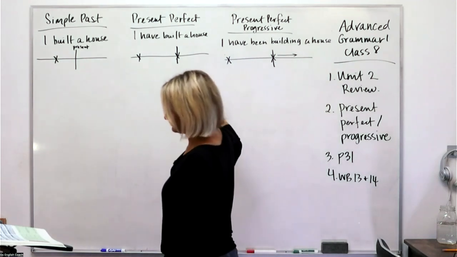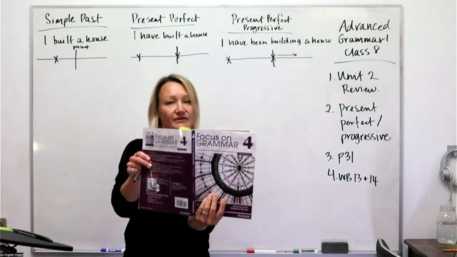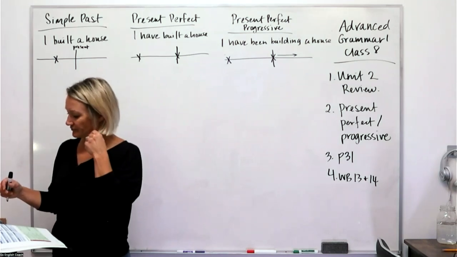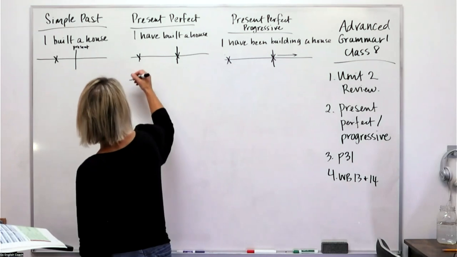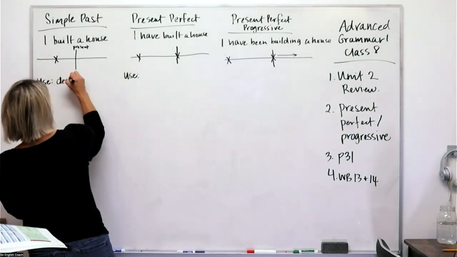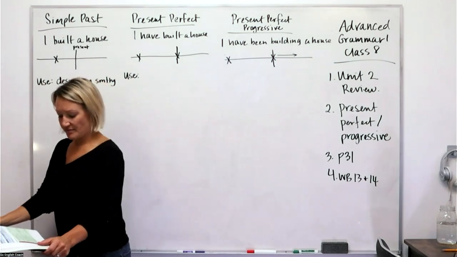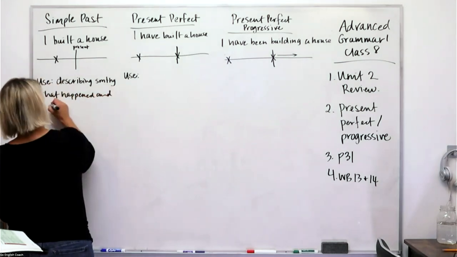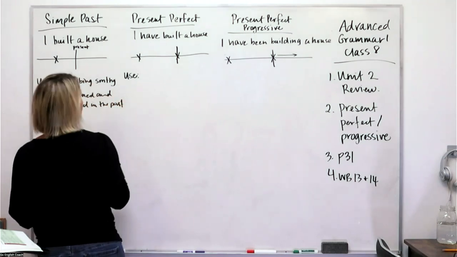So let's just take a look. I'm looking at my notes here in my book. For those of you that have joined before, or if you have not, this is the book I use, Focus on Grammar 4 for the advanced class. Let's see. So we use the present perfect. When do we use this? We use this in describing something that happened and completed in the past. Okay.